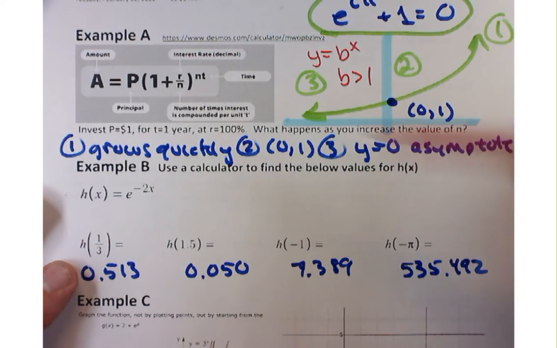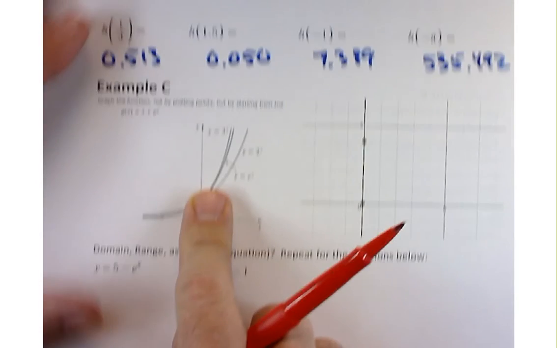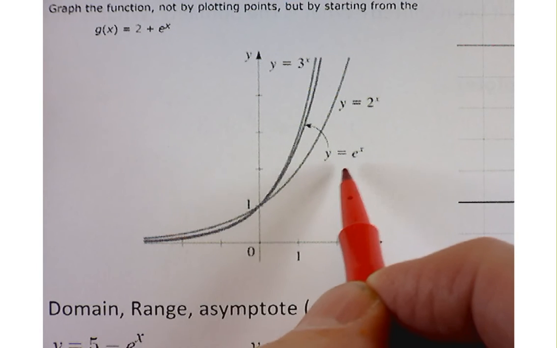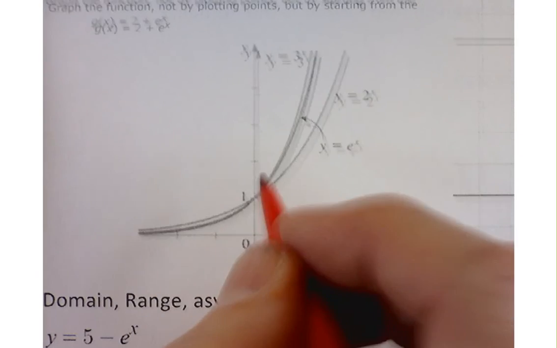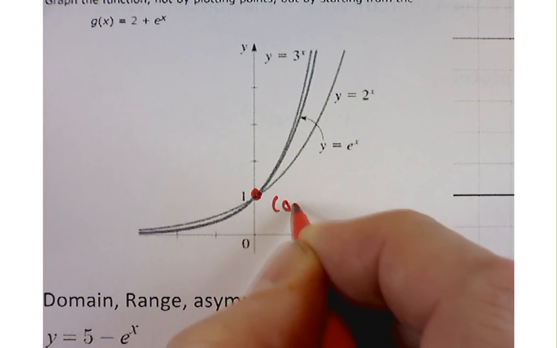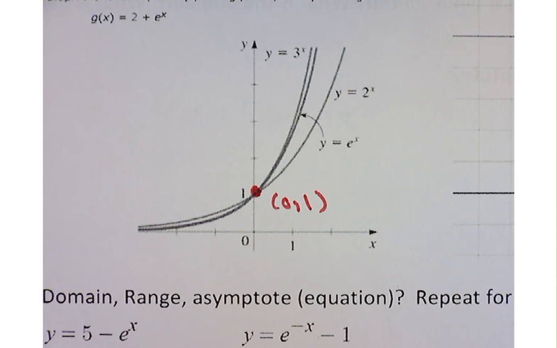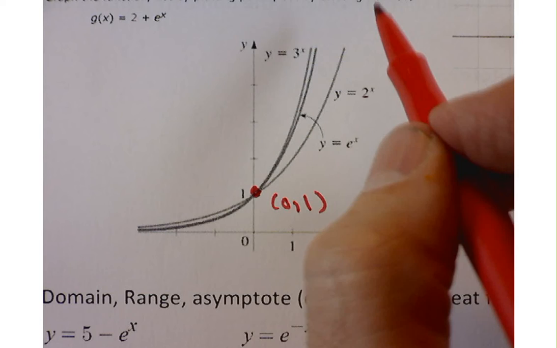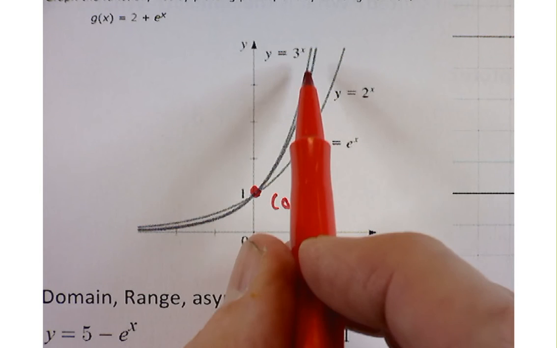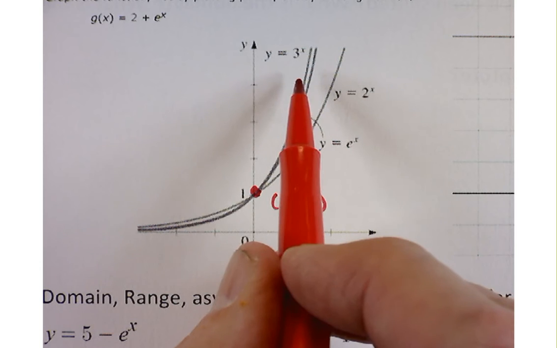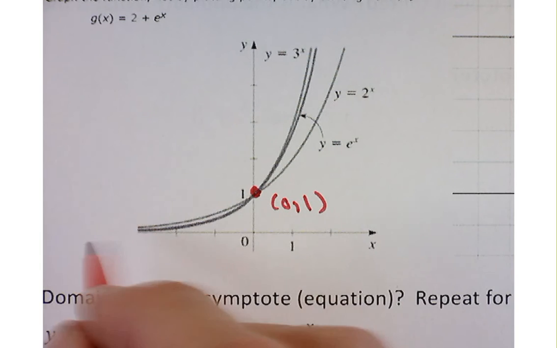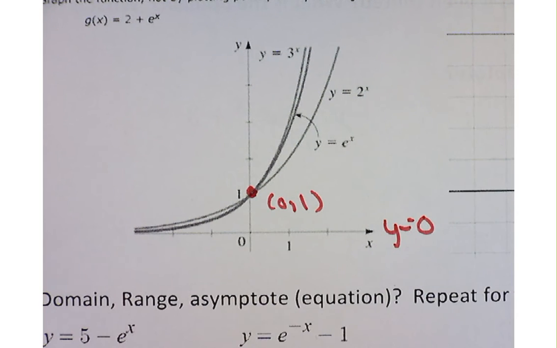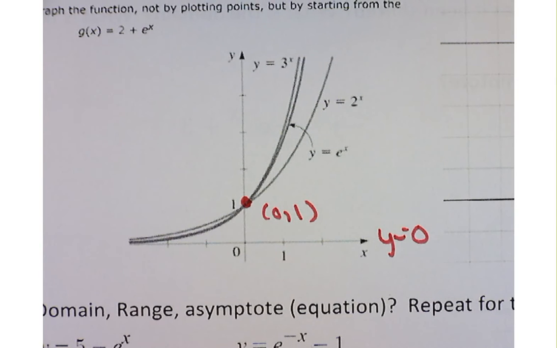Are you seeing those three features down here in example C? Well, you've got the graph of e to the x, 2 to the x, and 3 to the x. Well, it kind of looks like they're all passing through (0, 1). So that's good. They're growing quickly? Yeah, that's true. Now, e to the x is growing faster than 2 to the x, but not quite as fast as 3 to the x, so it's in between there a little bit. That makes sense. And all of them are getting closer and closer to y equals 0. All right, looking good.